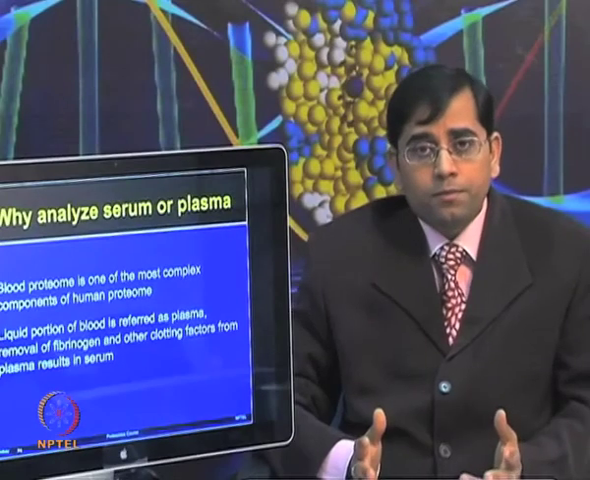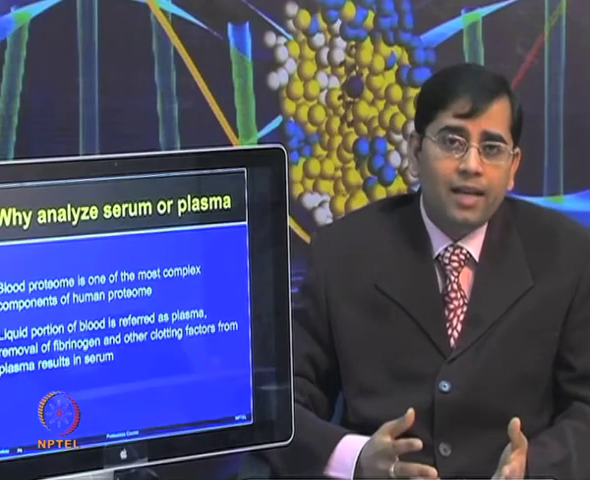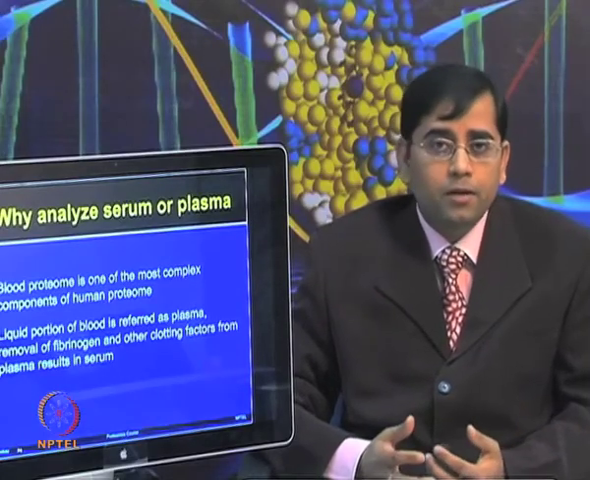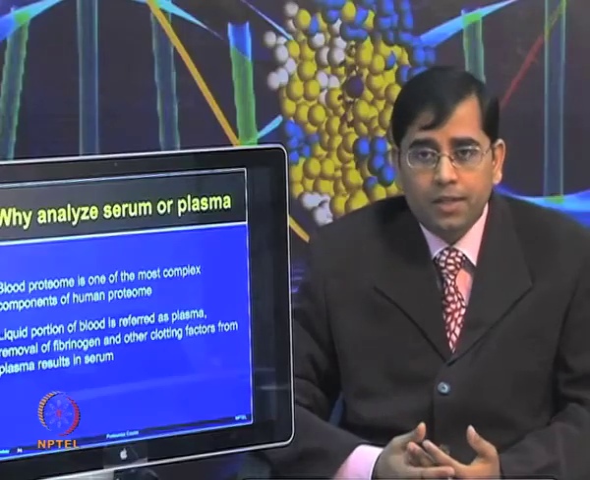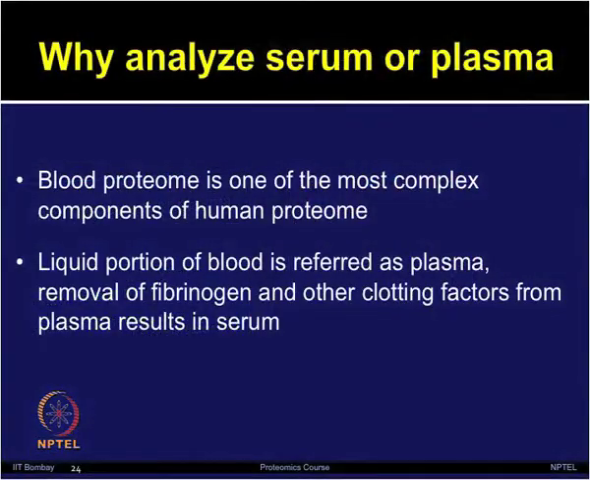So, first of all, you may ask why analyze serum or plasma for any proteomic applications. As you know, the blood proteome is one of the most complicated components of the human proteome. The liquid portion of the blood is referred to as plasma, and removal of fibrinogen as well as other clotting factors from the plasma results in serum.